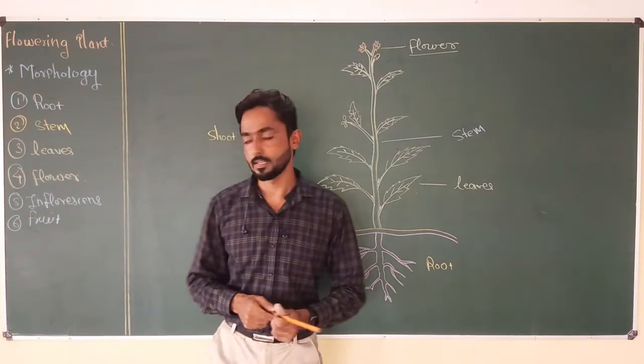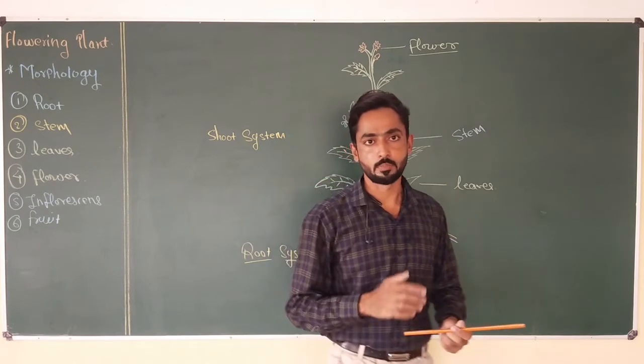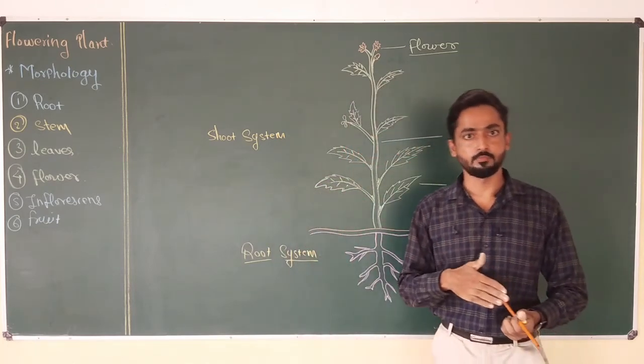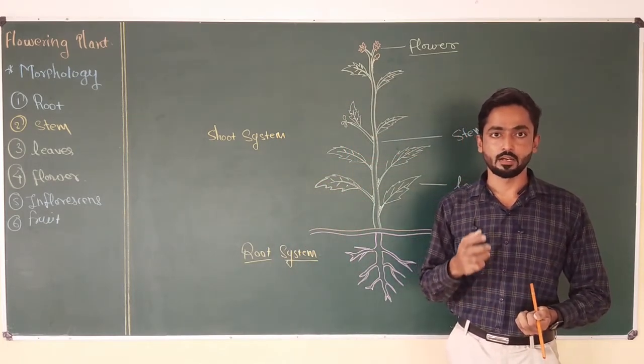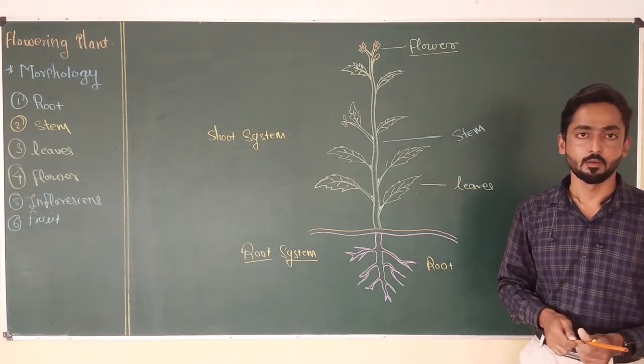So I am going to discuss in detail the different types of fruits which are present in the angiospermic plant, like simple fruit, compound fruits, and how we can characterize the fruits in the case of dicot and monocot plants.